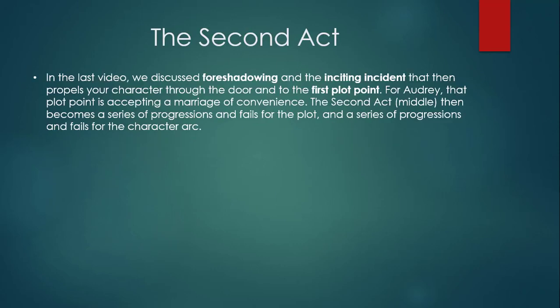So we're going to be focusing on the second act, okay? In the last video, we discussed foreshadowing, the inciting incident, and that propels your character through the door and to the first plot point. Now for Audrey, that plot point is accepting a marriage of convenience. The second act, which is the middle, then becomes a series of progressions and fails for the plot. So progressions and setbacks. And it's a series of progressions and fails for the character arc as well.